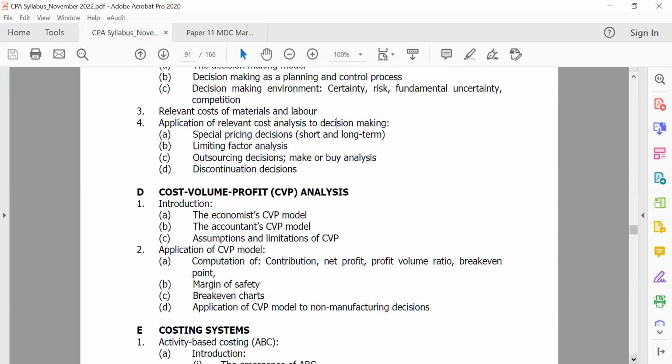And then CVP, which is a very common topic. So here we shall be able to understand. I think you might have heard about break-even points. And in business, when you are saying break-even points, it is that point in time where the business is neither making a profit or making a loss.